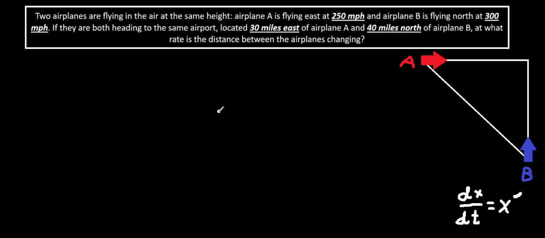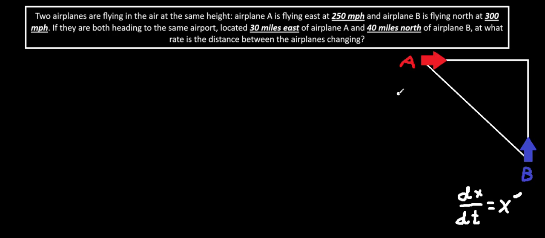Two airplanes are flying in the air at the same height. Airplane A is flying east at 250 miles per hour, and airplane B is flying north at 300 miles per hour. If they are both heading to the same airport located 30 miles east of airplane A and 40 miles north of airplane B, at what rate is the distance between the airplanes changing?